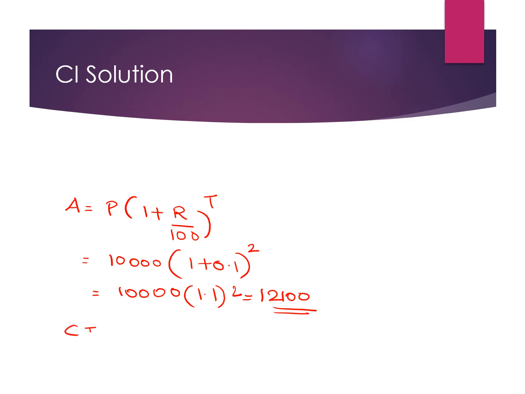Now we'll find the compound interest. Compound interest equal to A minus P, which is 12,100 minus 10,000, which is 2,100 rupees.